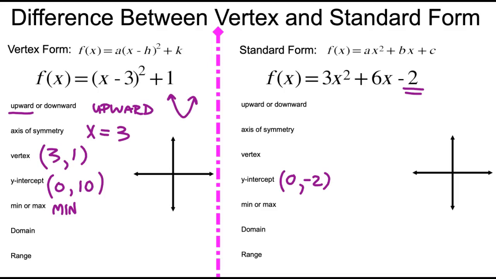Okay, I'll just show you real quick since I'm on the topic. If I were to multiply that out, I would get x squared minus 6x plus 9 plus 1. So in standard form, the constant would be 9 plus 1 or 10. So you got to watch out there. I guarantee there's going to be a few mix-ups on the next quiz with that one.